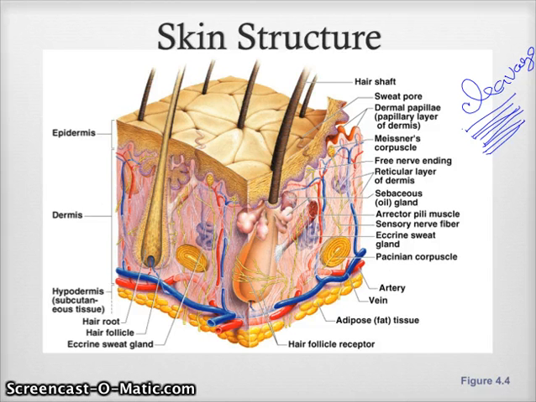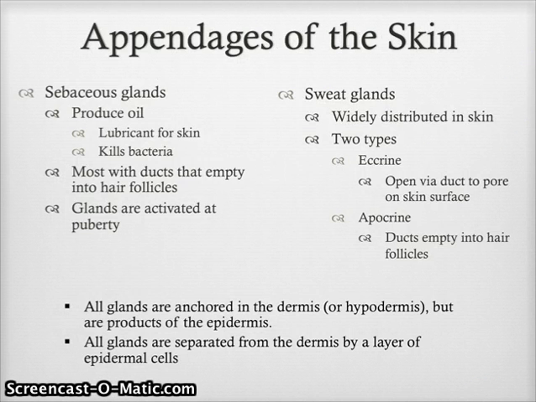Now, in terms of accessory organs, there are going to be things like the hair shaft, the sweat pore, our corpuscles here, in other words, our nerve endings, the sebaceous glands, the erector pili muscle, here's another nerve, the eccrine sweat gland, the Pacinian corpuscle. These are, hair follicle, almost forgot the hair follicle. These are organs that help the skin to perform the basic functions. Okay, so basic appendages, glands, sweat glands, sebaceous glands.